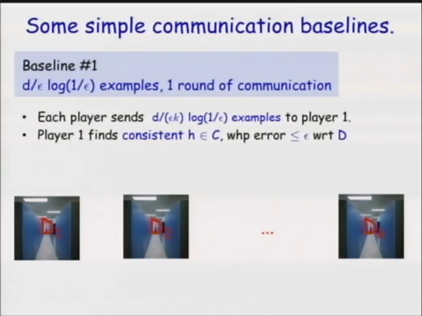Okay? So in this case, the total amount of communication in terms of examples communicated is d over epsilon times log 1 over epsilon. And we can also get a similar result in the agnostic case. In that case, we'd have to send d over epsilon squared times log 1 over epsilon examples. And in both cases, that would be one round of communication. Okay, so this is the first baseline.